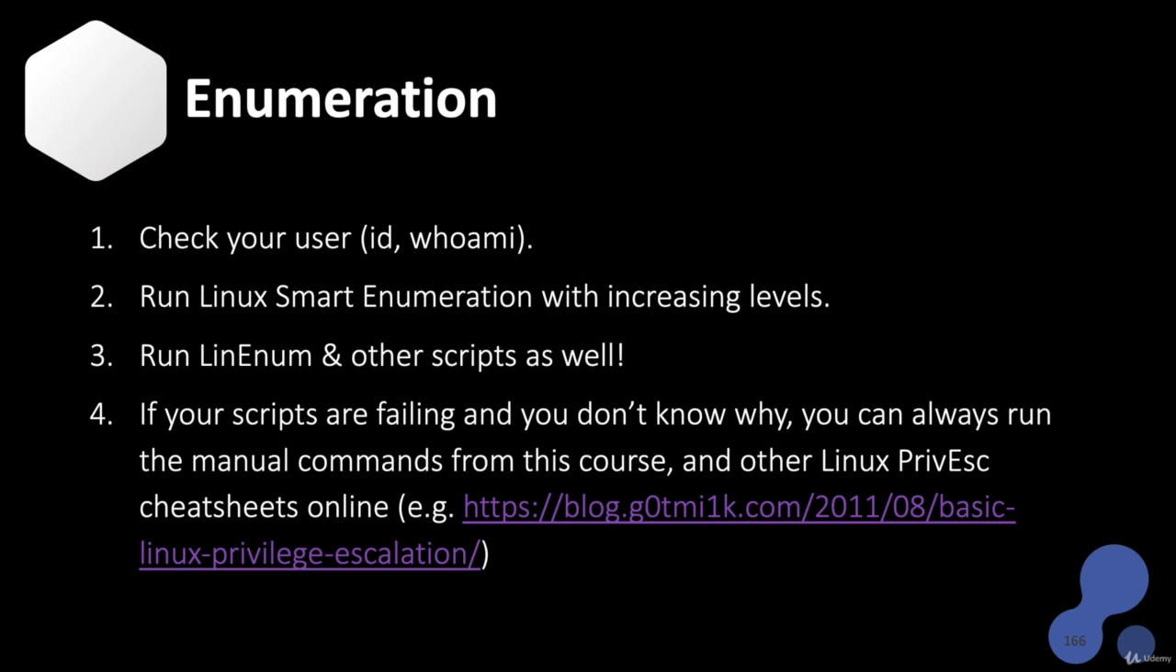If you're still a low-privileged user, run the Linux Smart Enumeration script with increasing levels, starting with level 0. Remember, levels 0 and 1 only show you the results that are interesting. Level 2 will simply dump out all the information gathered.